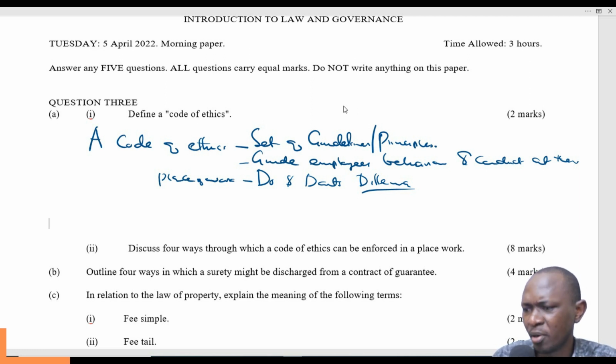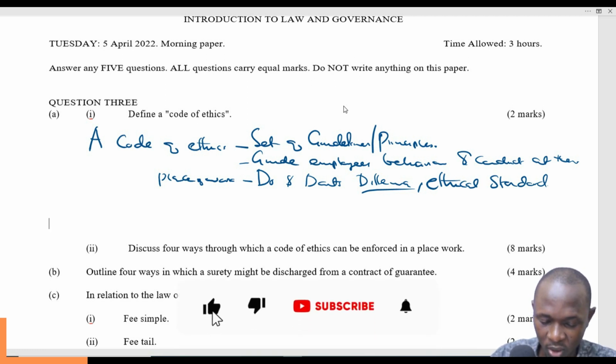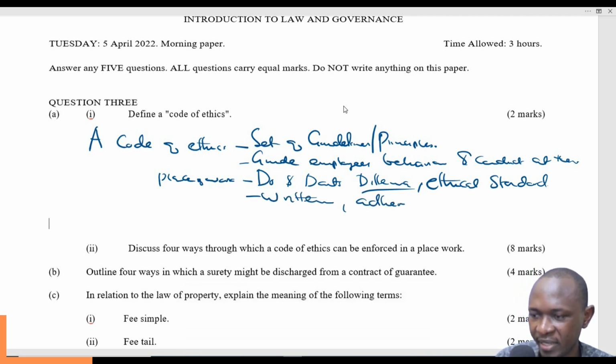Normally it's basically about the ethics, and it upholds the ethical standards, the expected standards of the organization, or if it's a professional body, of the ethical requirements or expectations of that profession. So normally it's written, and it's supposed to be adhered to.